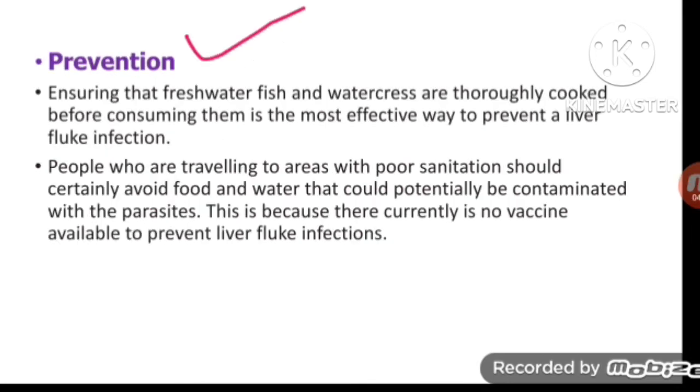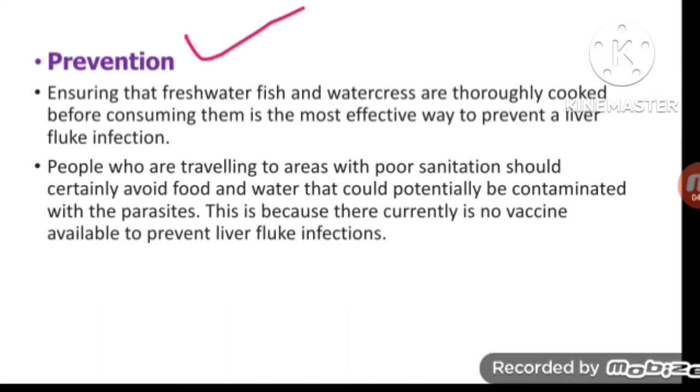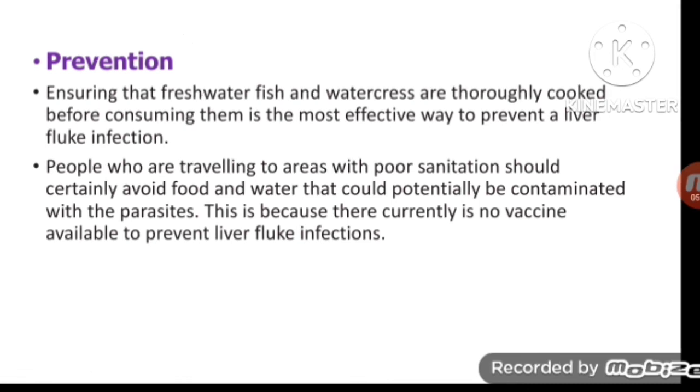Now look at the prevention, which is the most effective way to prevent a liver fluke infection. When you are eating freshwater fish and watercress, make sure that your food is properly cooked, because when your food is uncooked, there are most chances of ingesting the parasite, and the parasites can easily be ingested and within the GIT they can cause damage.